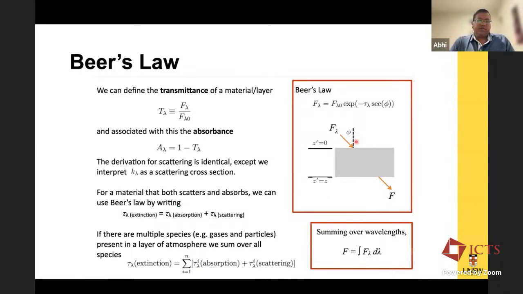We can also define the transmittance based on Beer's law. If you know whatever is coming out and whatever is going in, we can define that as transmittance. And then the absorption would be just 1 minus the transmittance. So whatever is absorbed is basically 1 less the transmittance. We can obviously define the extinction based on absorption and scattering coefficients, and we can also integrate it over the wavelengths to get a clearer picture of the extinction for a layer.